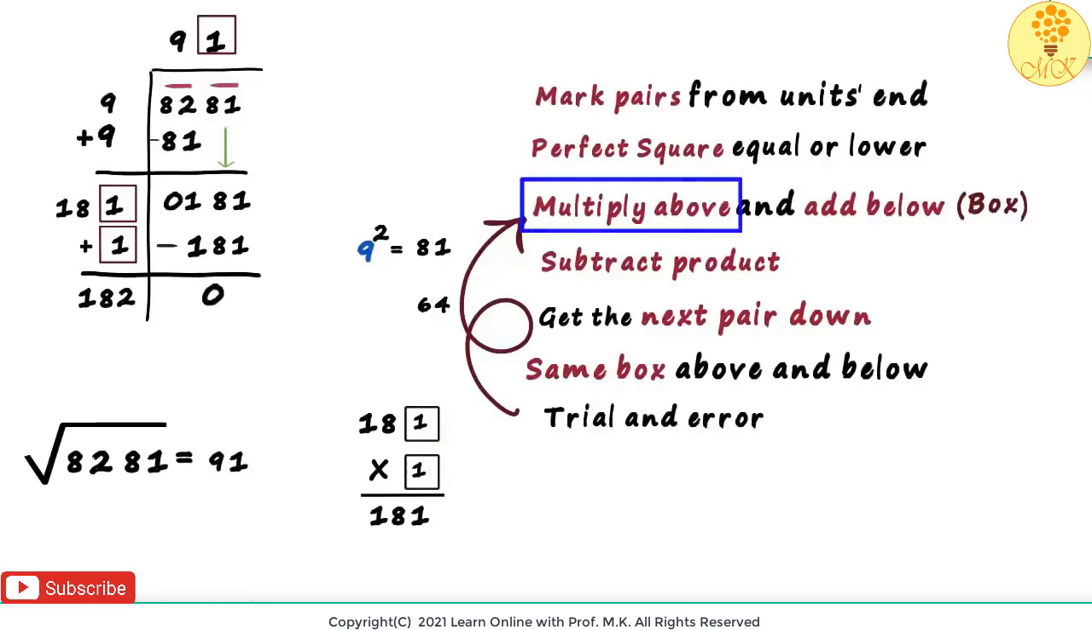We multiply above. 181 multiplied by 1 gives us 181. Then we add the same digit below. 181 plus 1 equals 182. Then we subtract the product. 181 minus 181 gives us 0. And since there's no pair left, we stop and get the square root as 91. Remember, inside the two lines, we always subtract, and outside, we always add.